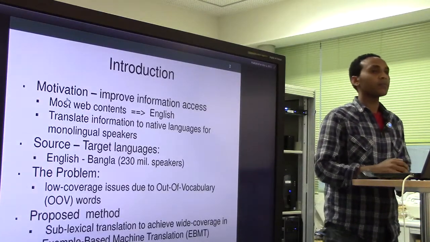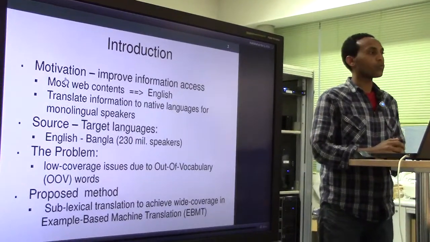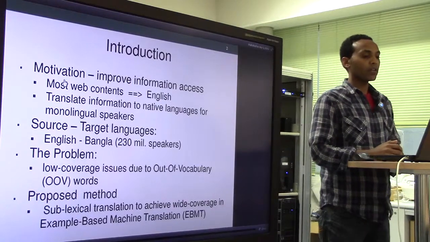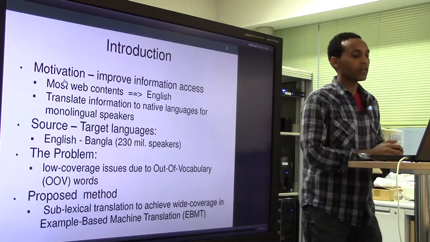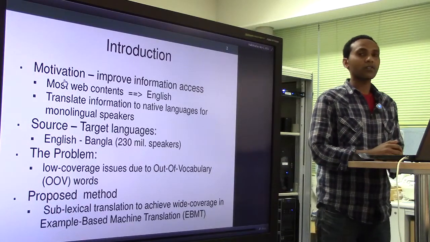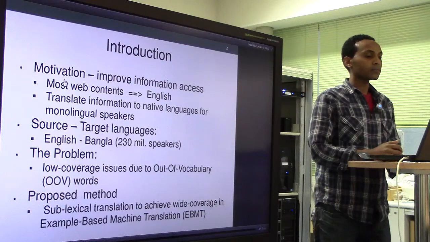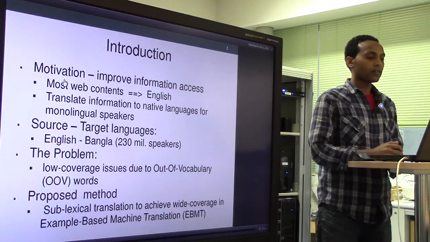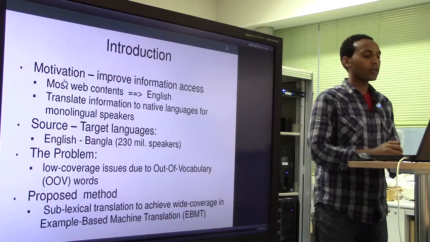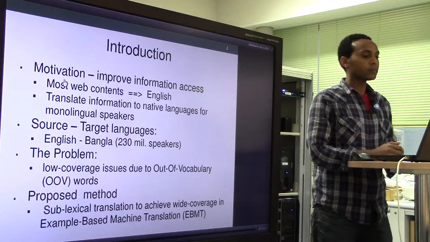So the motivation of this research was to improve information access for low-resource languages. The source and target languages of this research are English and Bengali. The Bengali language is spoken by about 230 million speakers all over the world.